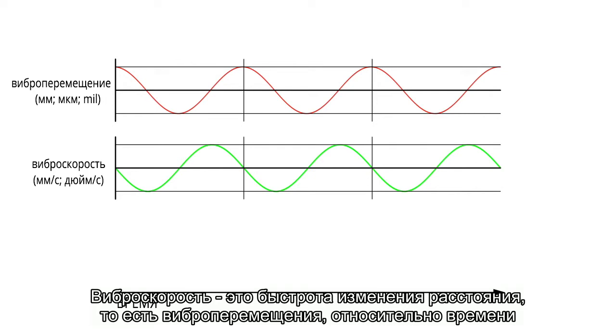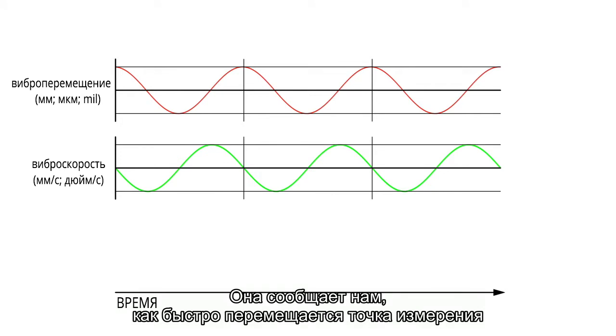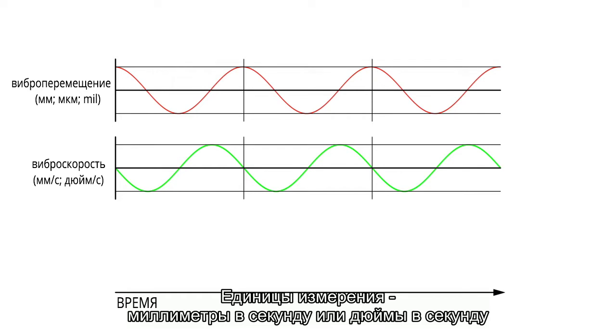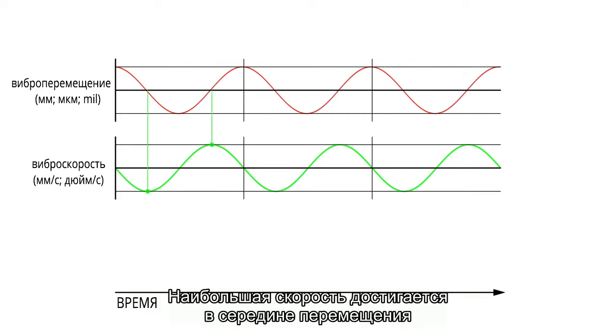Velocity is the rate of change of a distance, displacement, with respect to time. It tells us how fast a measured point is moving. Units are millimeters per second, or inches per second. The highest speed is in the middle of the movement.